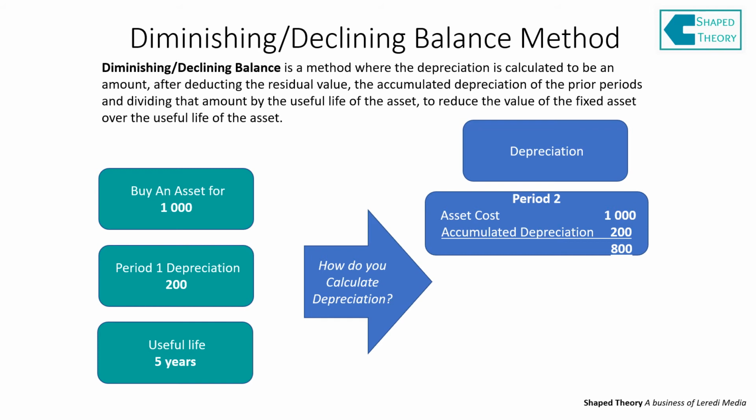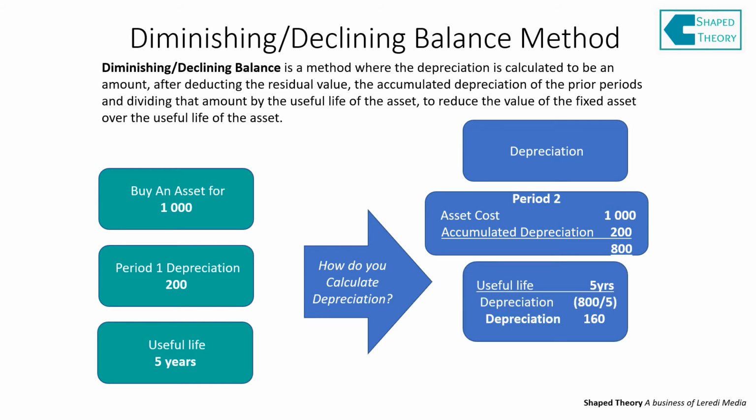an amount of 800. It should be noted that if the asset has a residual or a salvage value, it has to be deducted on this step as well. So in this example, we will therefore take the 800 that we have calculated above and divide it by the useful life of the asset, which is 5 years. This gives us a depreciation amount of 160.